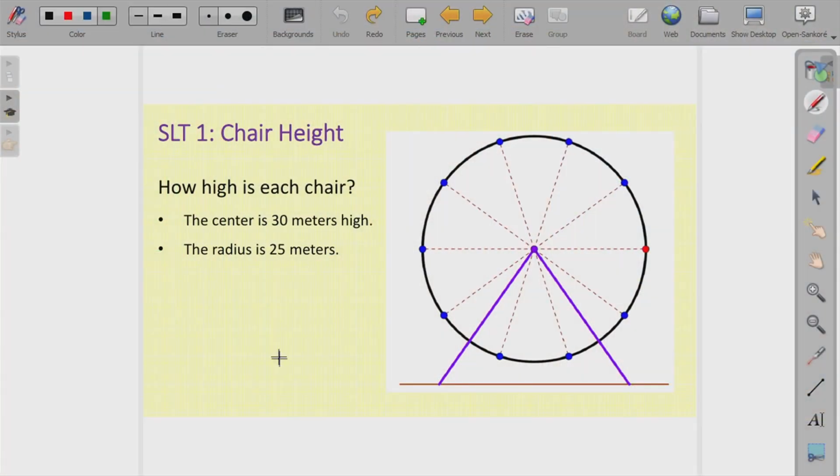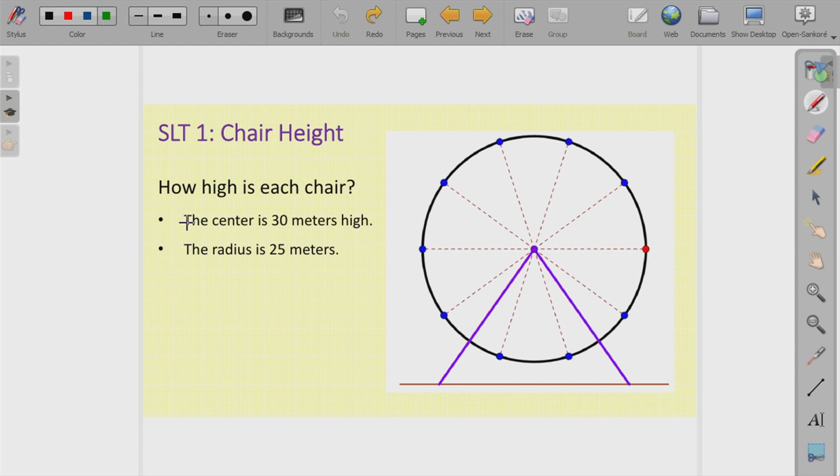In this segment, we'll take a more in-depth look at the tasks in Topic 1. Let's go ahead and take a look. So in Task 1, students are presented with a Ferris wheel, and they're asked to determine the height of each chair shown in the diagram.